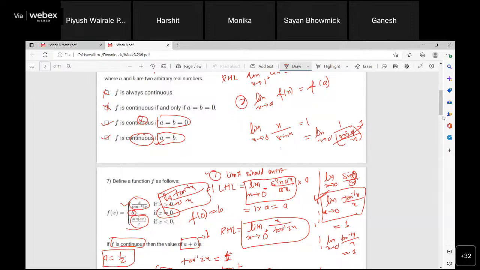Tan inverse of x by x is 1, but if I divide by x on both sides, x will come on this side. I can again multiply and divide by 2, like this. So it equals 1, then equal to 1 by 2. Yes, sir, I also had the same doubt. Okay, got it, sir.